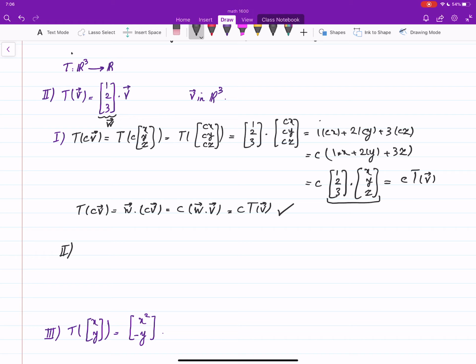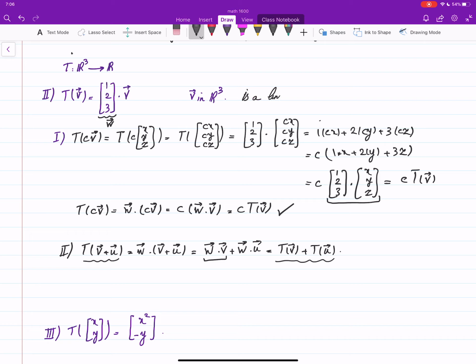How about the vector addition? So T of V plus U, this is W dot (V plus U). And this is what? W dot V plus W dot U. The first one is exactly T at V, and the second one is T at U. And as you can see, T of V plus U is equal to TV plus TU. So that means that, yes, this is a linear transformation.